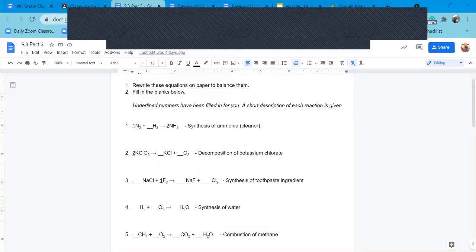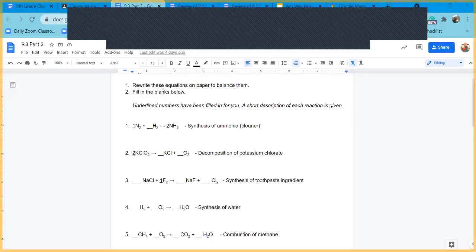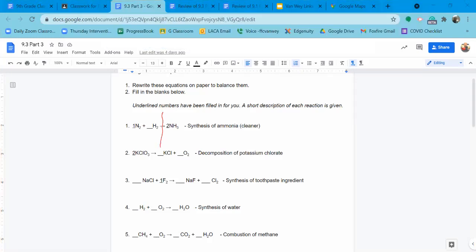Okay. So problem number 1, we have 1N2 plus 2H2, and it yields 2NH3. This is the synthesis of ammonia. Sorry, my computer was acting up. This is a synthesis of ammonia. And so the first thing I do when I'm balancing these is I draw a little line here. And it helps me separate my problem into 2 parts. Okay. And on each side, I make sure I have the same number of atoms.